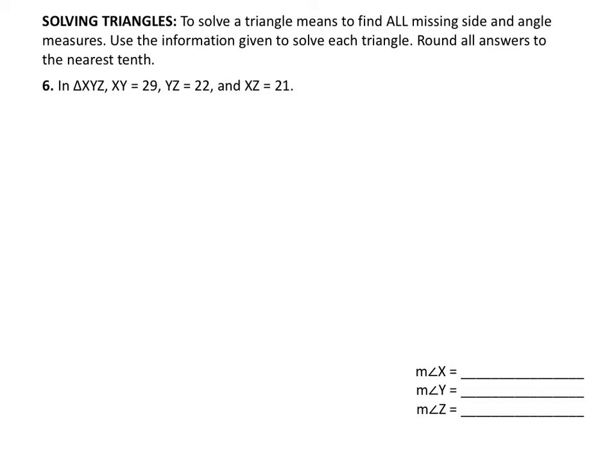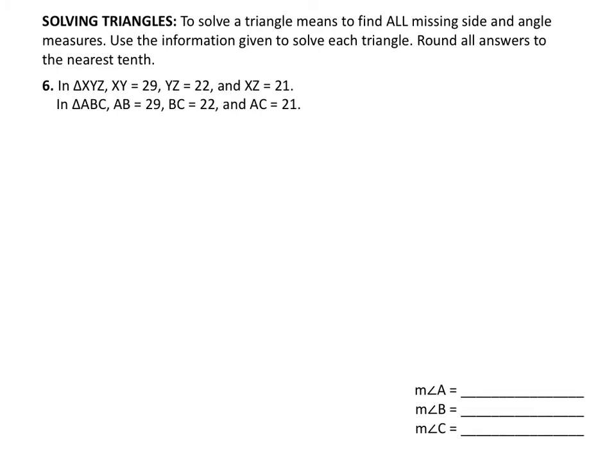But I don't like this numbering, so I'm going to change it to triangle ABC. I rewrote triangle ABC, where AB would be 29, BC would be 22, and AC would be 21. I'm just substituting all the X's with A's, all the Y's with B's, and all the Z's with C's. But I still don't like the way that we're calling the sides by the vertices that the segments are contained within, as opposed to naming them lowercase a, lowercase b, and lowercase c. So I'm going to change that.